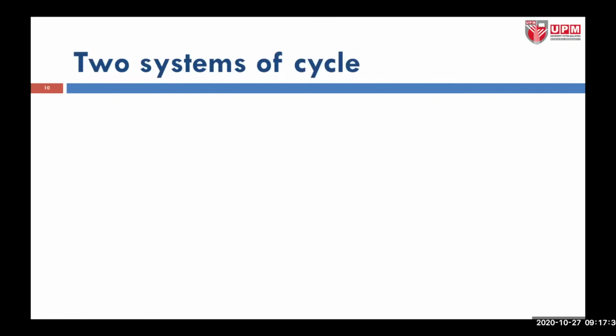There are two types of system for the cycle. One is called open cycle, the other one is closed cycle. This is just a revision for all of you.